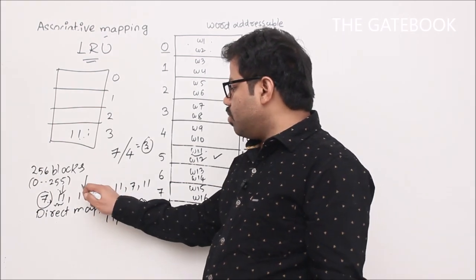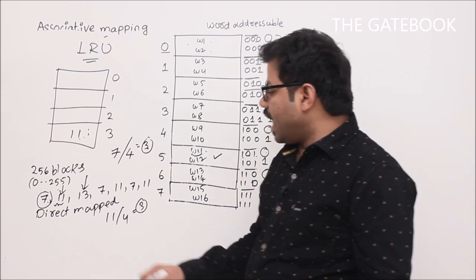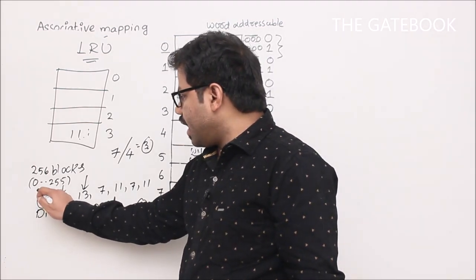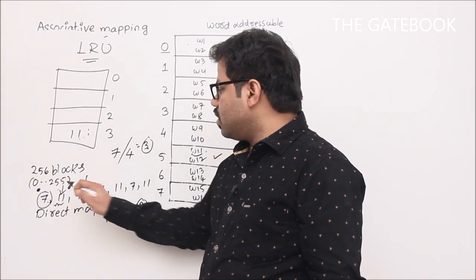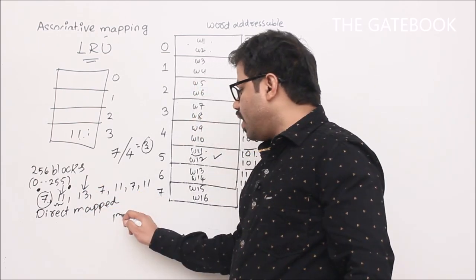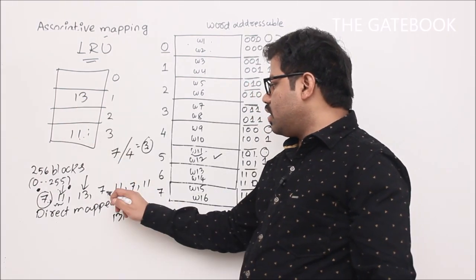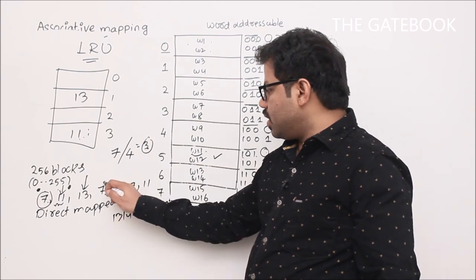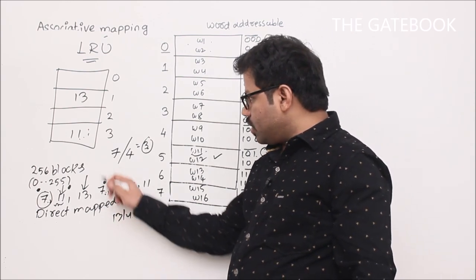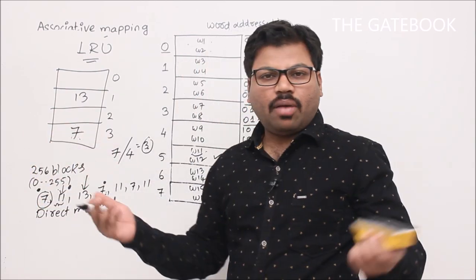Now after that 13 comes. If 13 comes, then what to do? So far how many cache misses? 7, let me mark it, cache miss. 11, cache miss. Now 13, divide 13 by 4, you get remainder 1, right? So this is free, we can keep it here. Then after that 7. Now again cache miss, correct? Whenever 7 comes, cache miss, then 7 goes here, then we have to remove 11. We don't have an option, right?